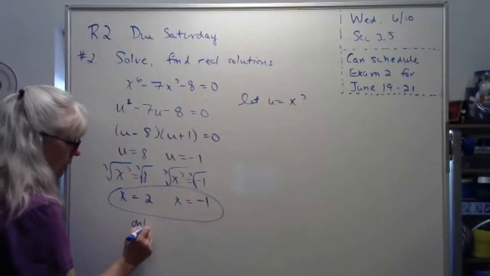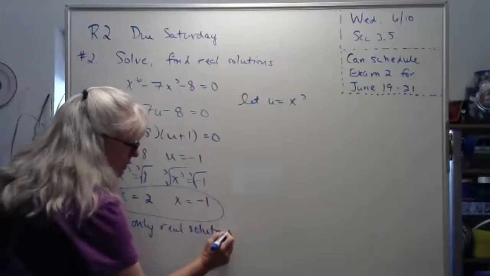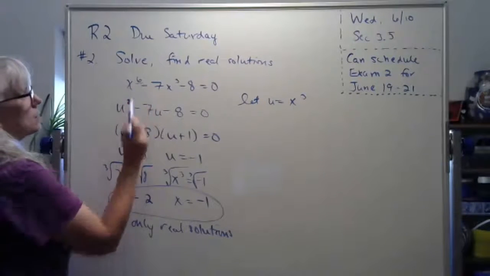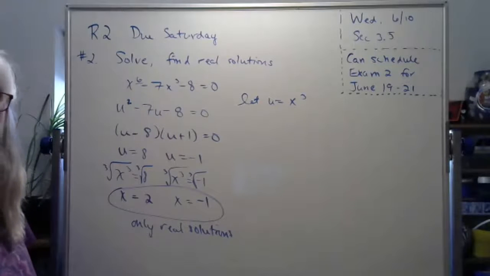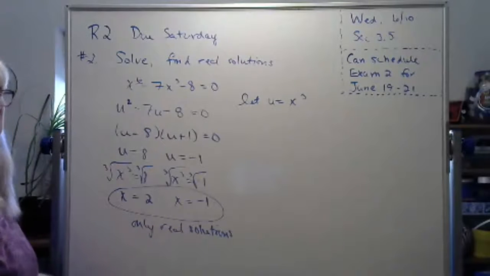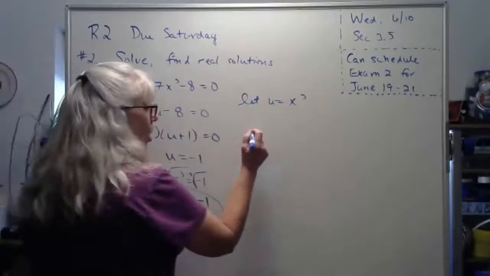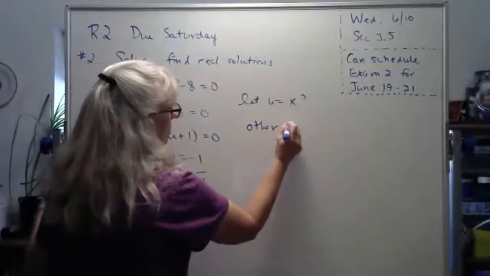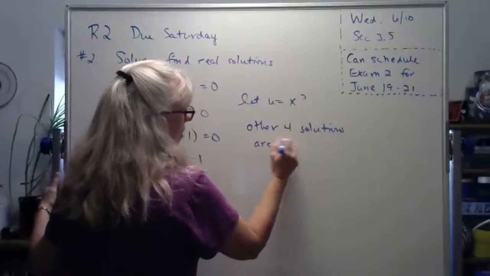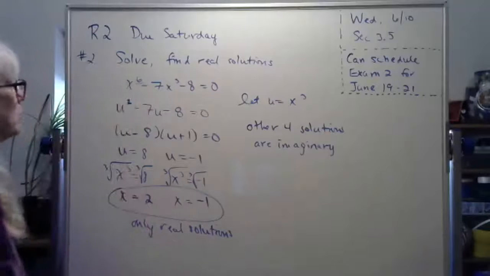These are the only real solutions. But if you take a look at it overall, we're going to notice that it has an x to the 6th back up here. And an x to the 6th means that it should have 6 solutions. So the other 4 solutions are actually imaginary solutions, which we just have not really talked about yet. So just as a comment, the other 4 solutions are imaginary. They involve an i. So we just haven't done it yet.